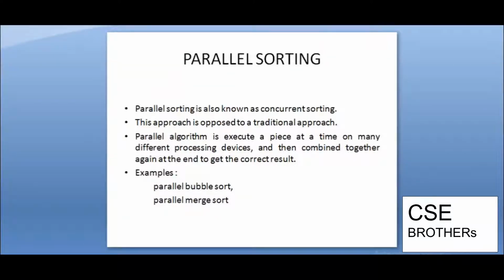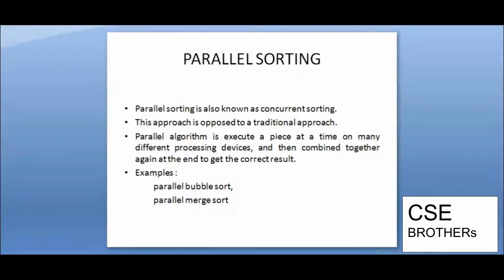Parallel sorting is also known as concurrent sorting. It means the parallel sorting algorithm runs simultaneously, like running two tasks parallelly. This approach is opposed to the traditional approach. The existing traditional approach is a sequential approach in which we sort elements one by one in an array, but this algorithm sorts two pieces of the array simultaneously, meaning parallelly. That's why it is totally opposed to the traditional approach.